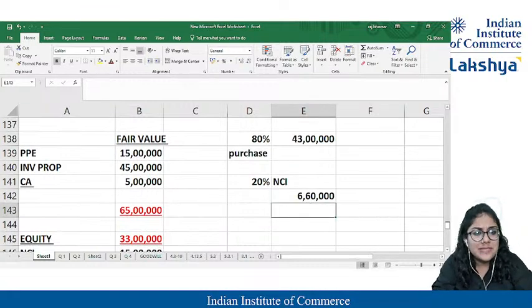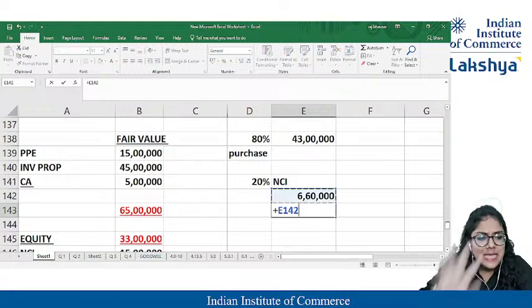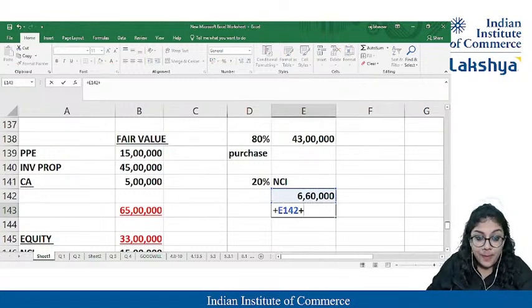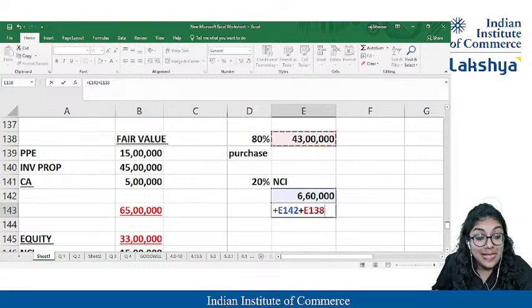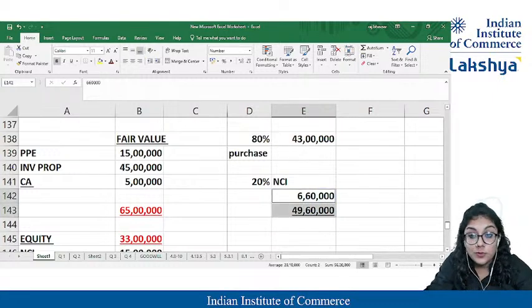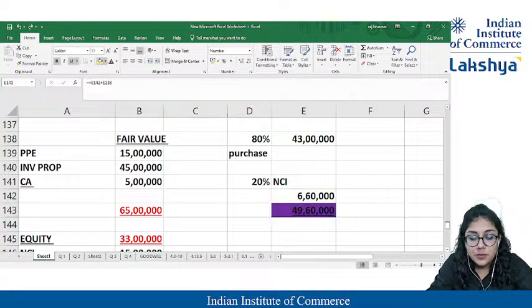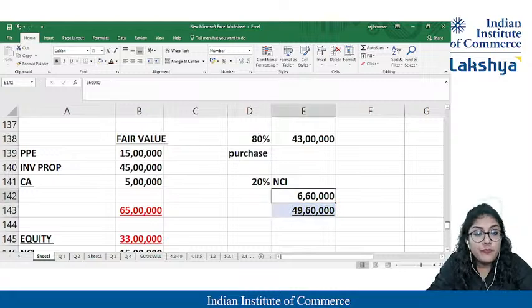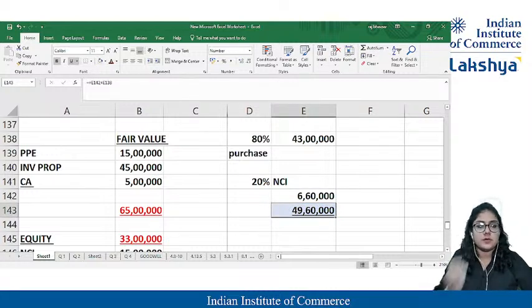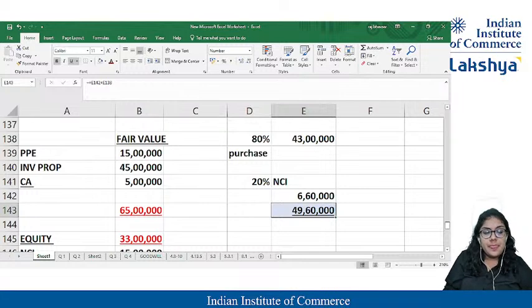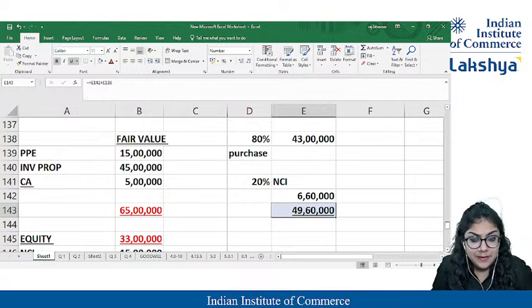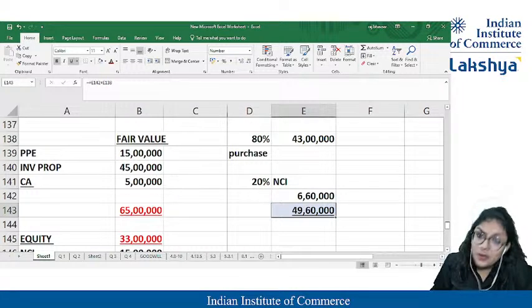So if I take the total, my NCI would have paid 660, and my parent would have paid 43 lakhs. So in my balance sheet, there would be a total payment of what amount? There would be a total payment of 49,60,000. Now we are going to see what could be my accounting entries.